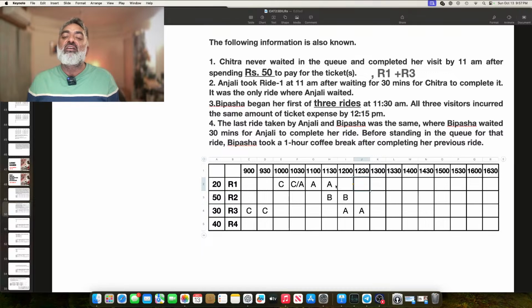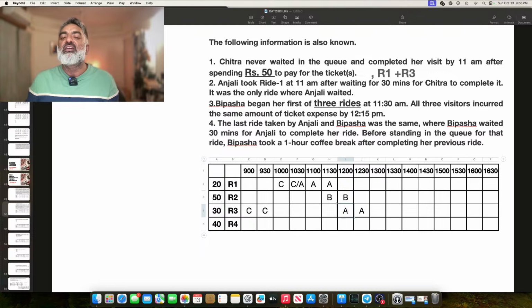For ride 1, A was only there at 11:30. I read in my rules earlier that any person takes a ride only once, so A is not coming back to ride 1. And around that time I know B was at ride 2. So B's last ride, which will happen after a break of 1 hour and a 30 minutes wait, cannot be R1, right? So that story is definitely out for me. Cannot be R2 because B has already taken R2 as the first ride.